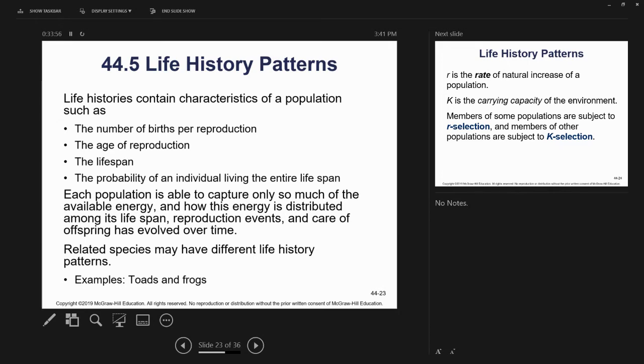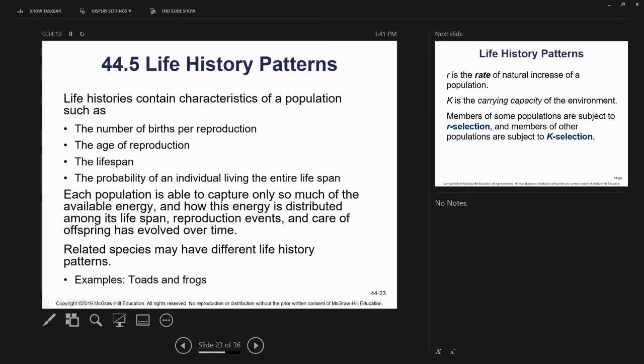And if I reproduce, the physical act of reproduction takes energy, but also caring for offspring can take energy, depending on the parental care pattern. So we can have lots of different life history patterns. There's an example in the book of toads and frogs that even if species are related, it doesn't mean they have the same life history pattern.